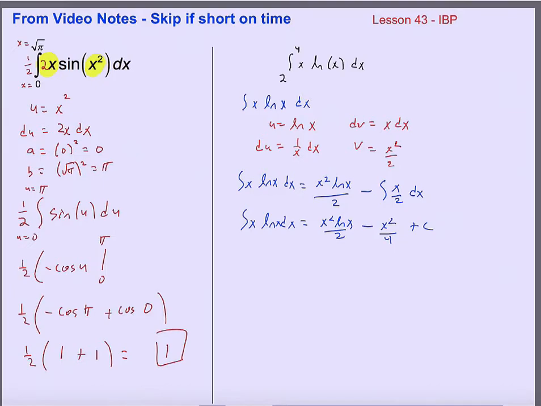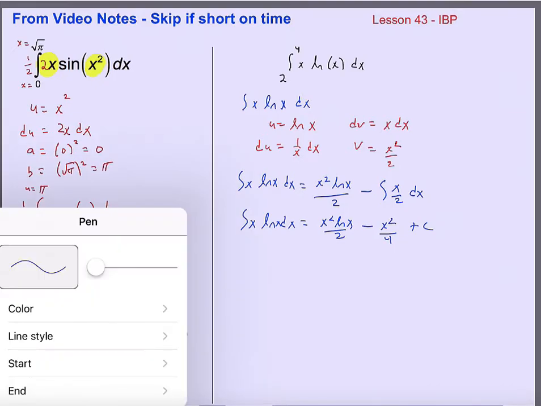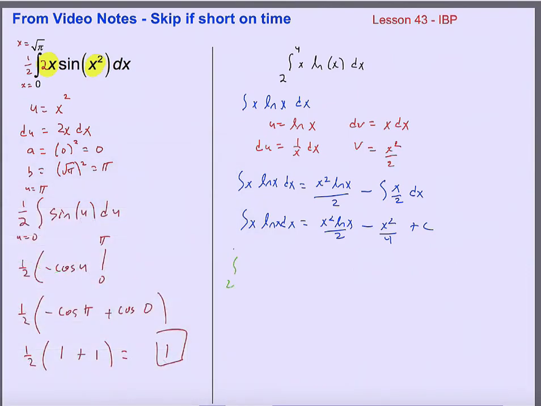So now that I know the antiderivative of x ln of x dx, I can go back to the original problem, which was a definite integral, and say the definite integral from 2 to 4 of x ln of x with respect to x, using the fundamental theorem, is the antiderivative of that integrand. So that is x squared ln of x over 2 minus x squared over 4. I don't need the plus c. Evaluated from 2 to 4. So the strategy here is different from before. What I'm going to recommend you do is first find the antiderivative, the indefinite integral, and then apply it to the fundamental theorem.